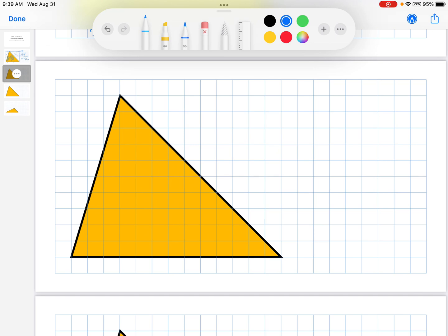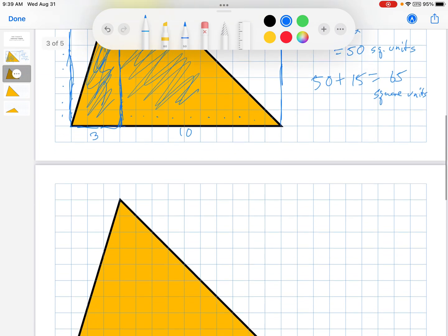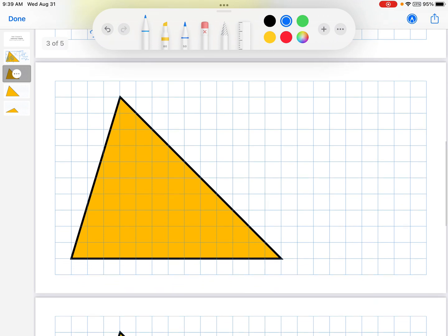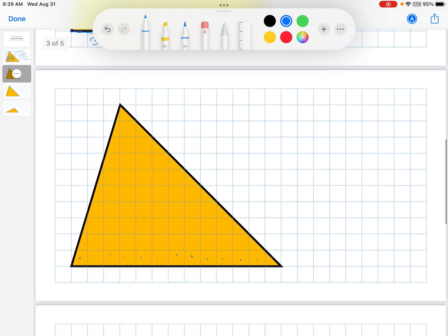Here it's the exact same triangle. Since it's the exact same triangle, our area that we get had better be 65 square units. Okay, instead of drawing that vertical line, I am still going to double it, but I'm going to double the entire triangle. We know that this is 1, 2, 3, 4, 5, 6, 7, 8, 9, 10, 11, 12, 13, because 10 and 3 makes 13.